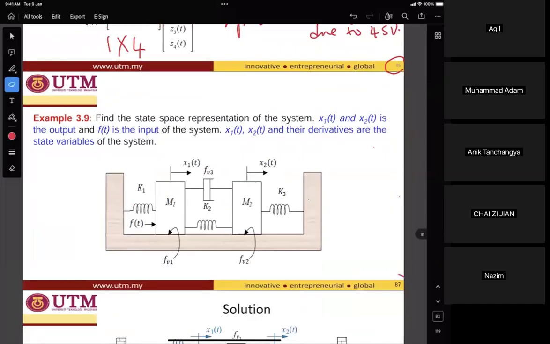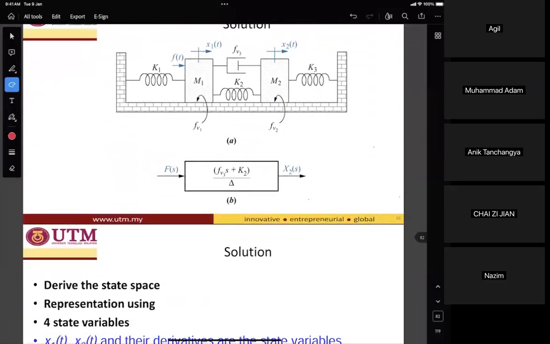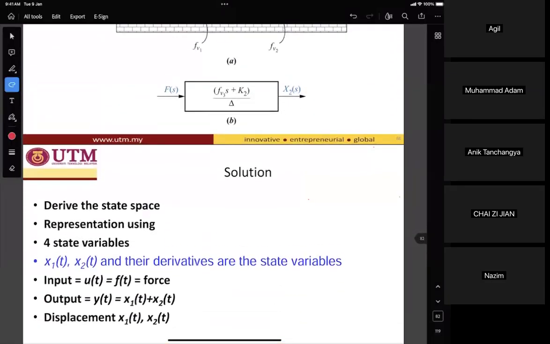Slide 87, Example 3.9. Find the state space representation of the system. X1t and X2t are the output and Ft is the input of the system. X1t, X2t and their derivatives are the state variables of the system. So what are the state variables? The state variables are X1t, X2t and their derivatives. We differentiate X1t and X2t. How many state variables? 4.